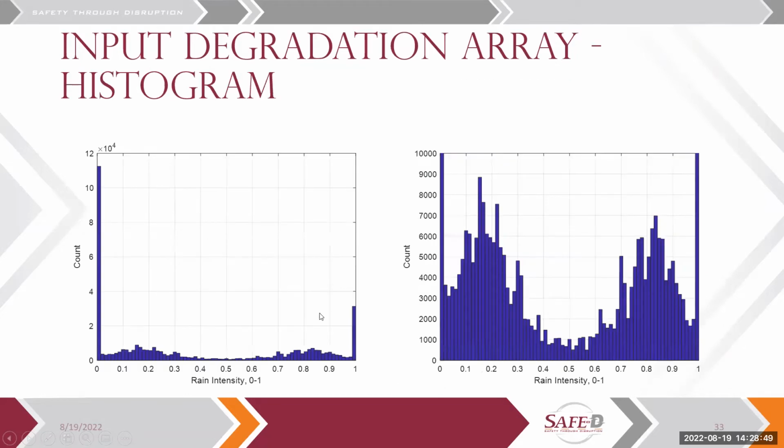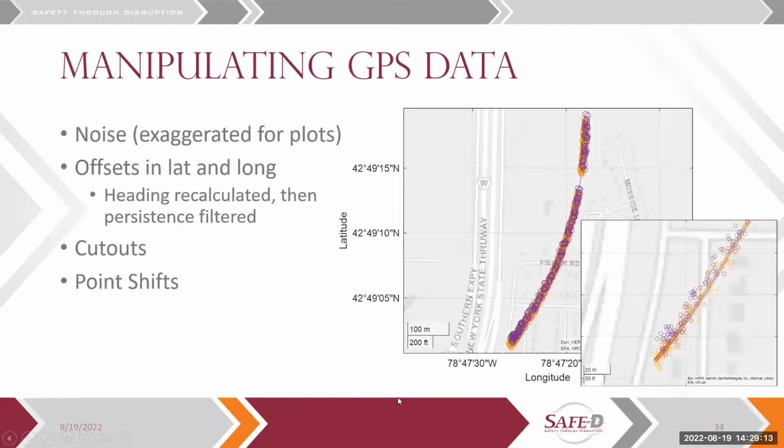And looking at a couple of histograms, you can see here, we've got quite a few cases that are just no rain at all. And then sort of this two-modal shape of a light sprinkle and then a good shower, and then a couple that are just heavy rain. This is just zooming in on those two peaks. So that's the input degradation.